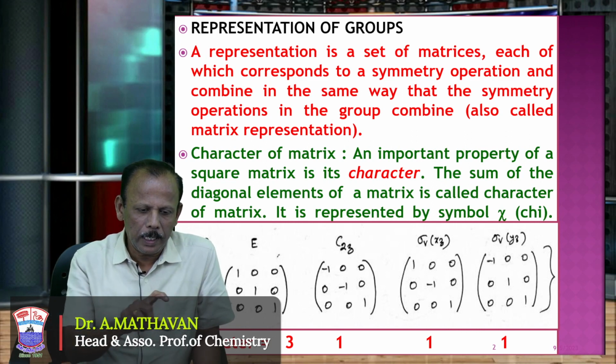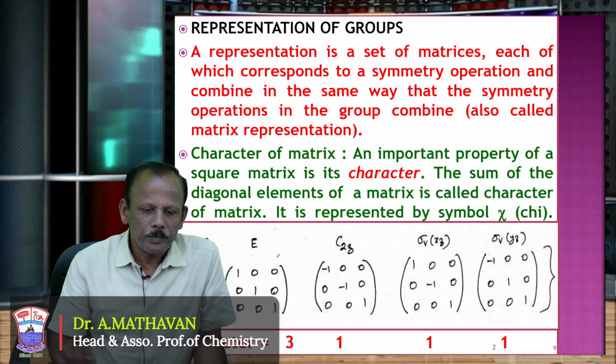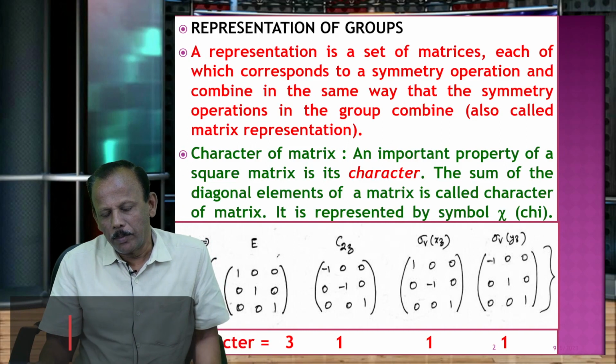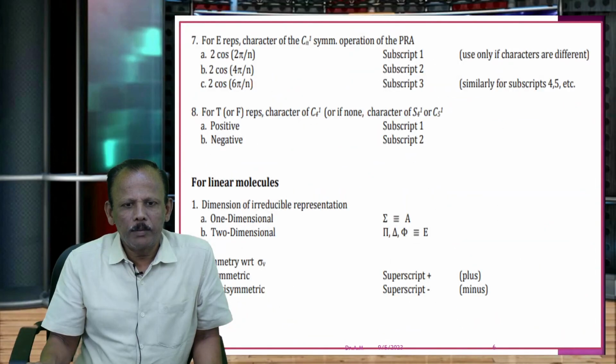So these are the characters of the matrices corresponding to the symmetry elements present in the C2V point group. This is what we mean by character. Usually, the representation is given in this way.